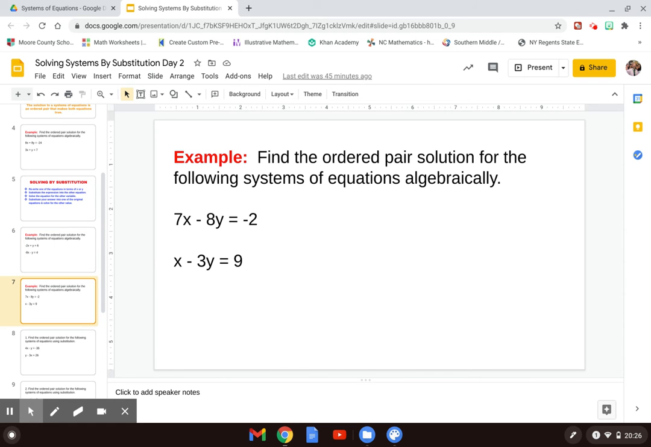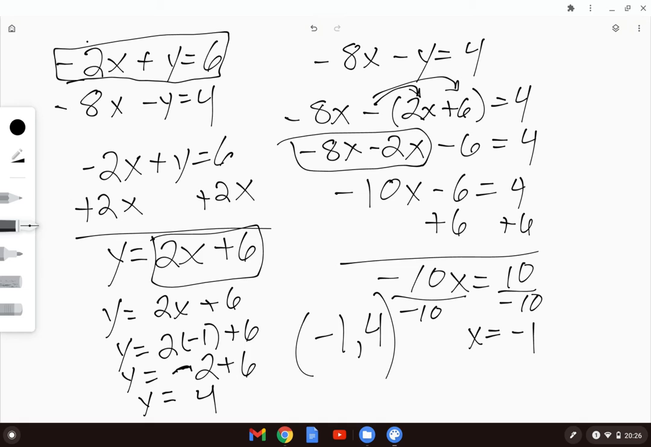And this here will be the last example for the day, and then I will turn you loose on some practice work for yourself. So for this one, I have 7x minus 8y equals negative 2, and x minus 3y equals 9. Okay, so this is a good example, and I pulled this one out purposely, where when you decide what is most efficient to solve, it's not always going to be the y. So I have 7x minus 8y equals negative 2. And then I have x minus 3y equals 9.